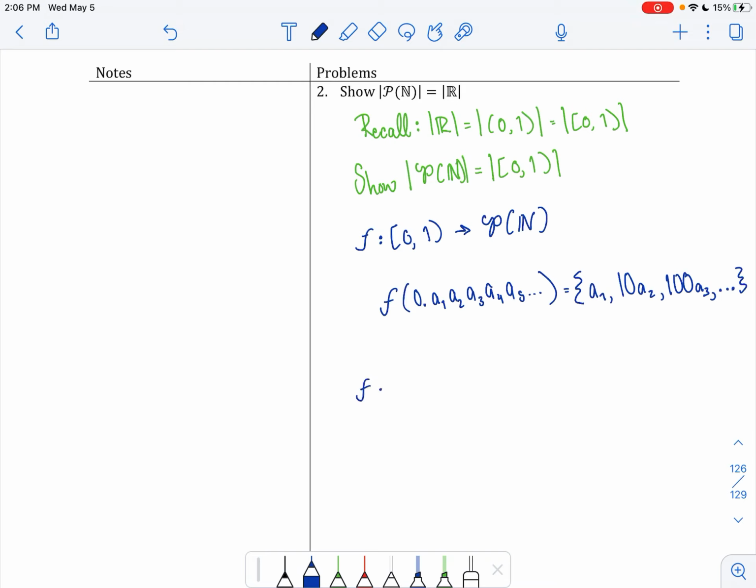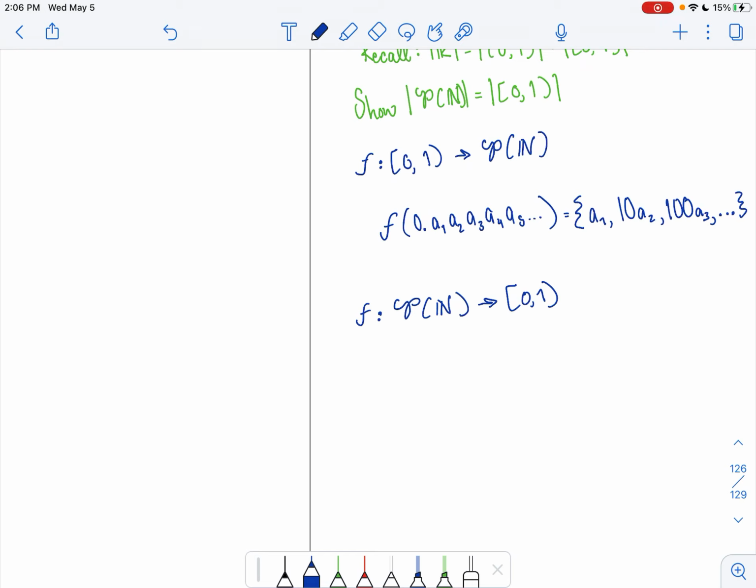Now to write an injection from the power set of n to the interval 0, 1, we are going to take a similar stance where f now, though, is a subset of the natural numbers. So x is a subset of the natural numbers. It's an element of the power set. And we are going to say, it's going to equal a number between 0 and 1. I'm still going to write out its digits in this form.